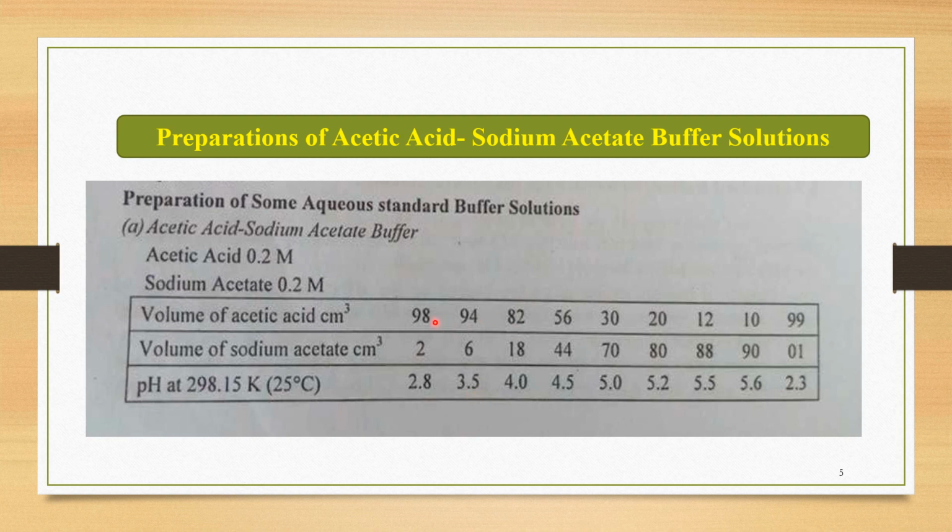So in this way we can prepare this buffer solution from acetic acid and sodium acetate with varying volume for both these chemical compounds, and the respective value of pH can be measured at 25 degrees centigrade with the help of pH meter. So this is a first simple example of preparation of standard buffers from acetic acid and sodium acetate solution.